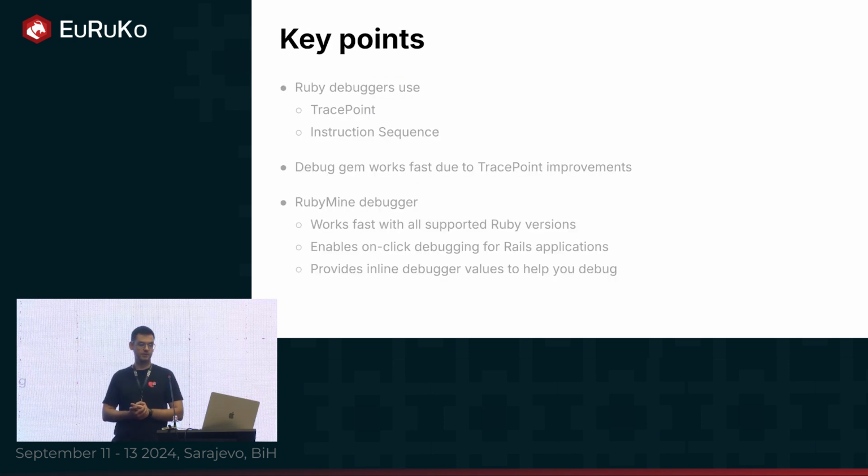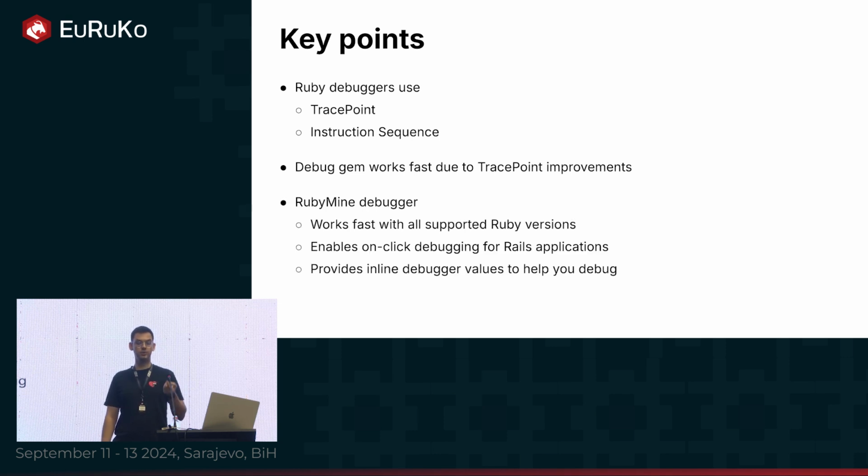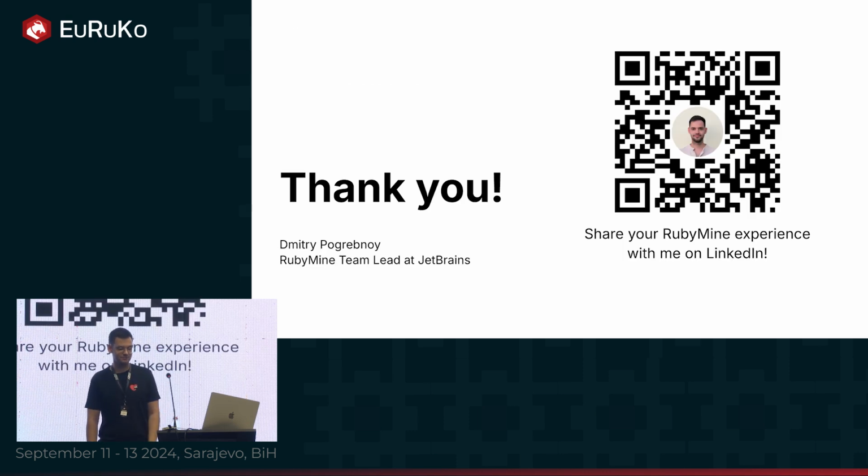So let's move to the key points. First, I would like to highlight that Ruby debuggers use TracePoint and instruction sequence. Also, I would like to emphasize that the debug gem works fast due to TracePoint improvements. And finally, RubyMine Debugger works fast with all supported Ruby versions. It enables a one-click debugging process for Rails applications and basically for Ruby applications too, and it provides inline debugger values to help you debug with pleasure. That's it. Thank you.